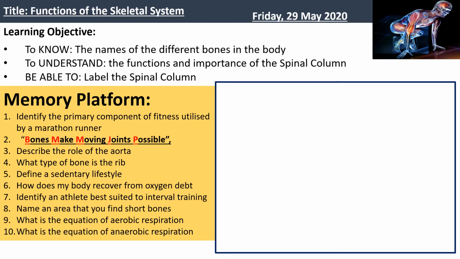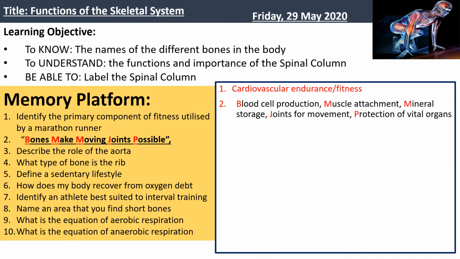So first question, identify the primary component used by a marathon runner. Of course it is cardiovascular fitness, cardiovascular endurance, accept either of those. Question 2, bones make moving joints possible. Well, this is just an aid to help us to remember the different functions of the skeletal system, which are of course blood cell production, muscle attachment, mineral storage, joints for movement, and protection of vital organs. Very important that we are protecting those organs that keep us alive.